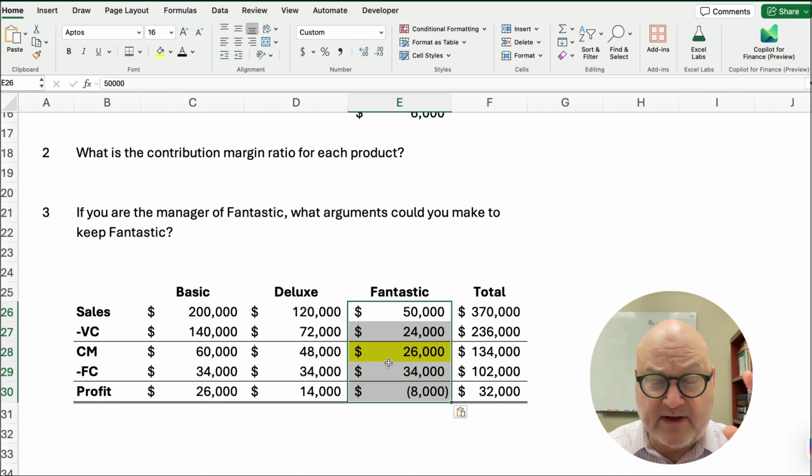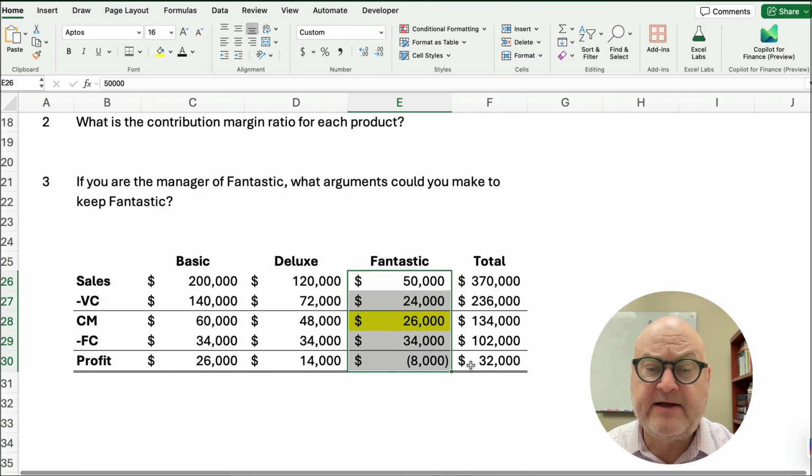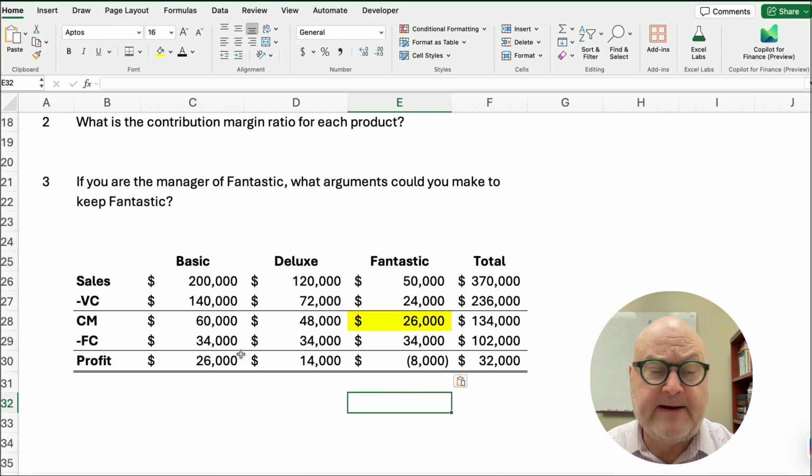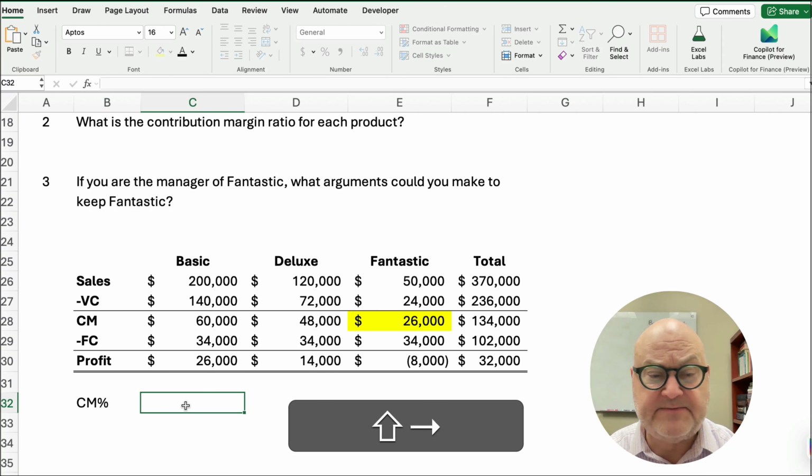So don't close it. Let's stop the closing of the fantastic product line, right? So let's go back to what we have. I think all my numbers are correct here. So here's what happens. If you want to start analyzing, let's look at the contribution margin ratio, or the contribution margin percentage. Now, how do we do that?